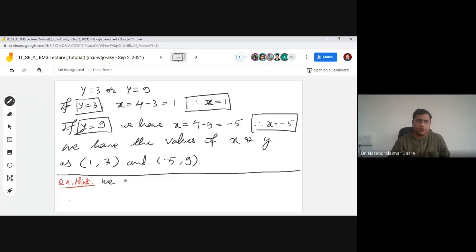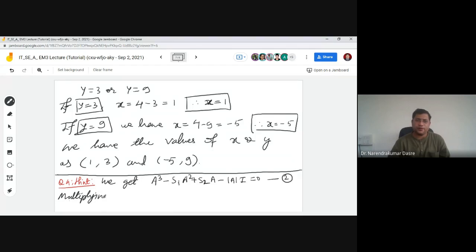What you will get is A cube minus S1 A square plus S2 A minus determinant of A times I is equal to 0. This will be your equation 2, because the first equation is the characteristic equation you calculate, and then you prove that this is going to happen. Now, if I want to calculate A inverse, multiply this by A inverse.